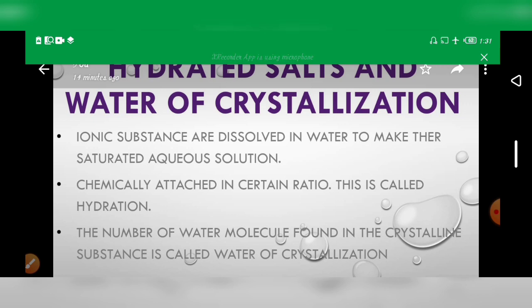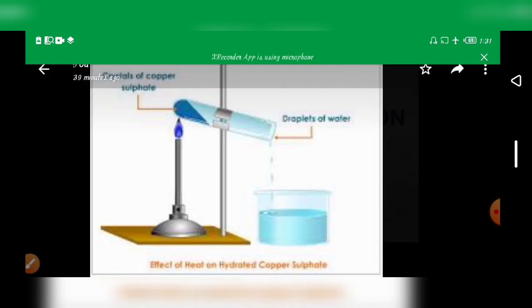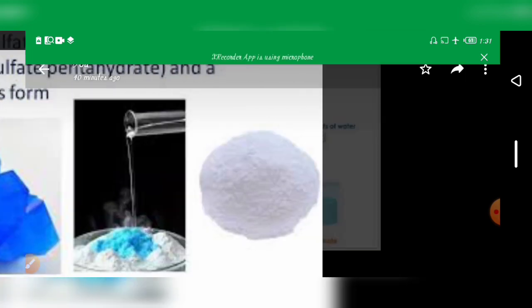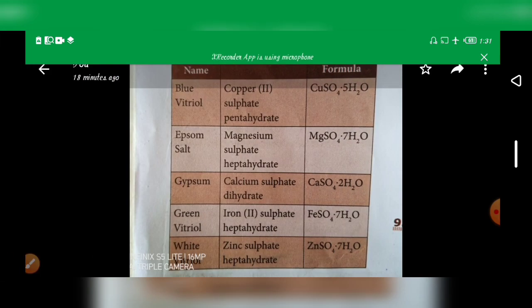On heating these hydrated crystalline salts, they lose their water molecules, lose their crystal form and become amorphous, or lose their color. For example, we go to this table. See here, some of the common substances are given, with their IUPAC name and the formula.